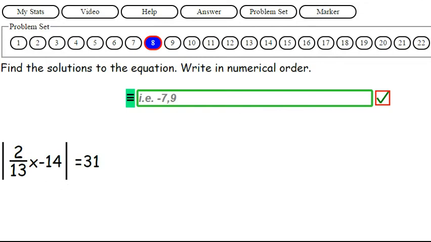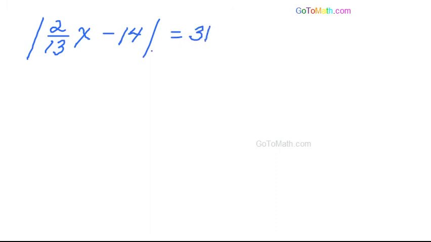Alright, so let's head over to the whiteboard and get this thing worked out. So we've got the absolute value of 2 over 13 x. Now, I'm just going to say something here real quick, that this fraction right here may not be reduced, and you might need to reduce it down. Just to give you some heads up on that, you want to reduce that down before you actually go on any further.